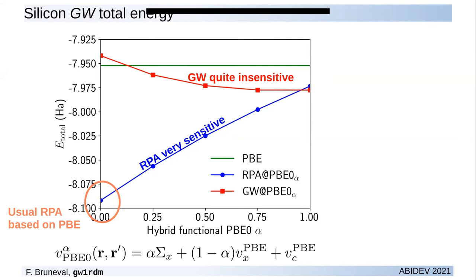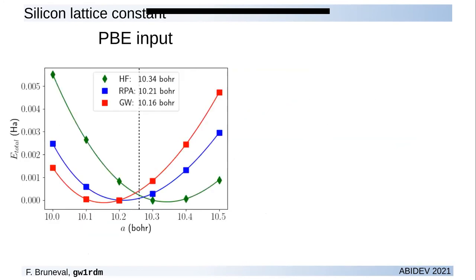And usually when people report RPA energy, they are reporting what is labeled here in a circle in orange. This is RPA based on PBE, but this might be far from what you would obtain from a self-consistent GW calculation. If we had self-consistent GW, then the two curves, the red and the blue one, should be the same. All right, so I think it's time to move on because I don't have time.